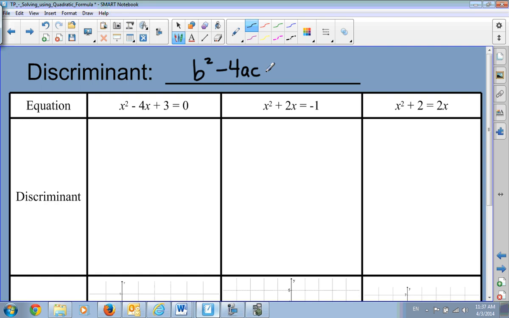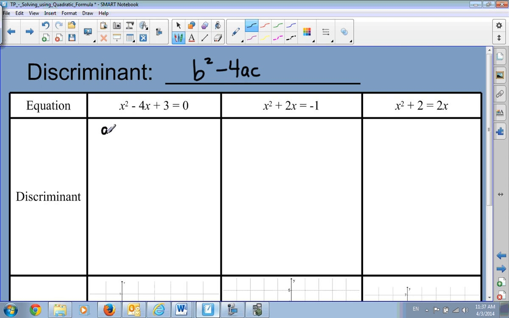It's the part that's right underneath the radical sign, right? Isn't that a part of our formula? X equals negative b plus or minus the square root of b squared minus 4ac. That's the discriminant. Remember what happened when our discriminant was a negative? Could we take the square root of a negative? No. So our answer was, okay, so that's what we're looking at right here.